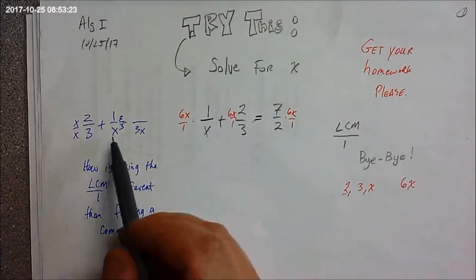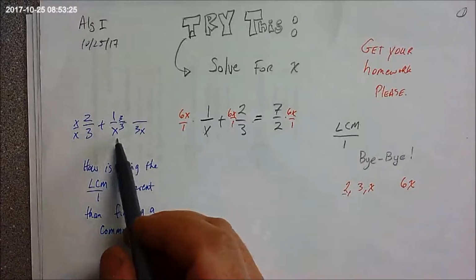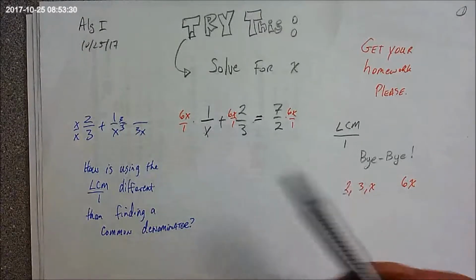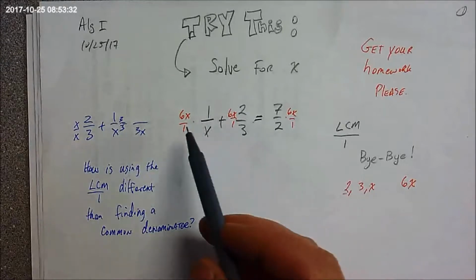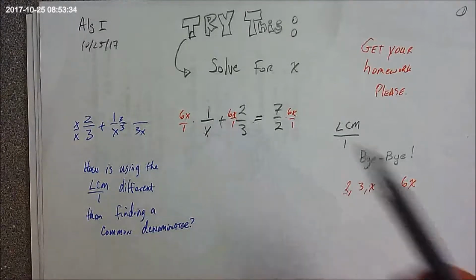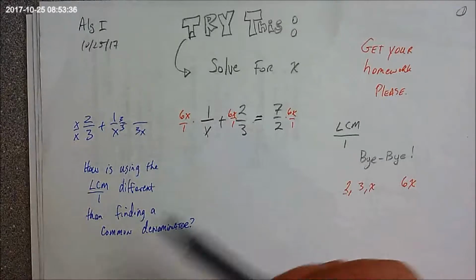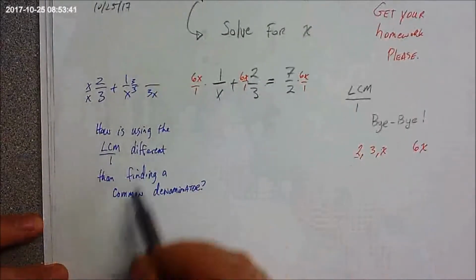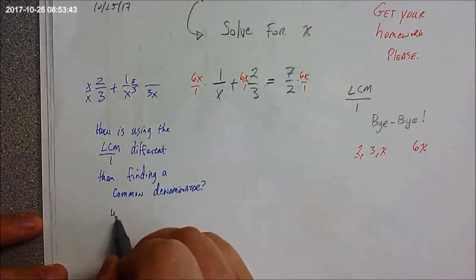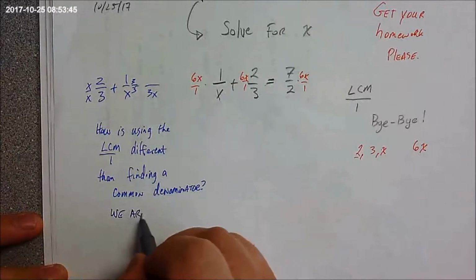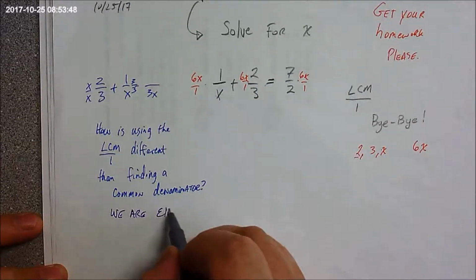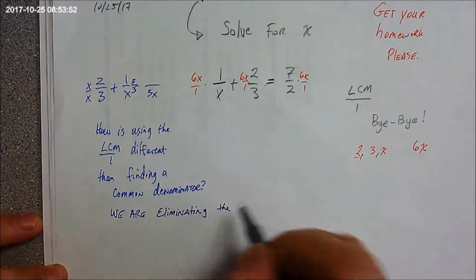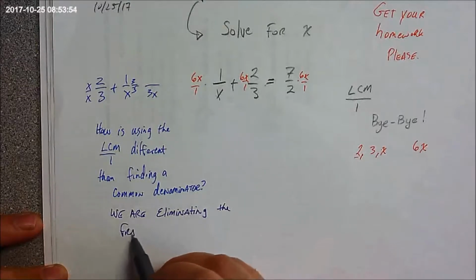Whereas here, we still have a fraction, because here we're just adding them. Here we're solving something, so we get to do some things that are a little different. Because if you do the same thing to both sides of the equal sign, it's still equal. So we can multiply by a number so that it reduces. So the answer to the question is, we are eliminating, that means getting rid of, the fractions.